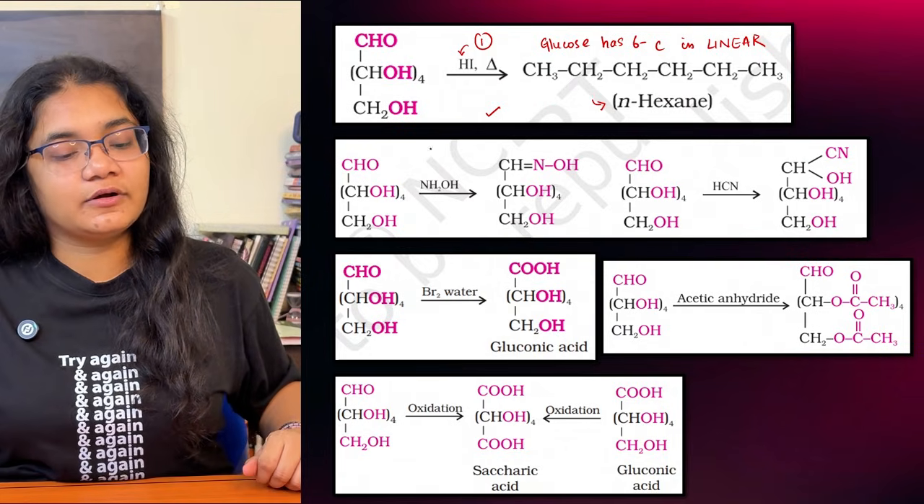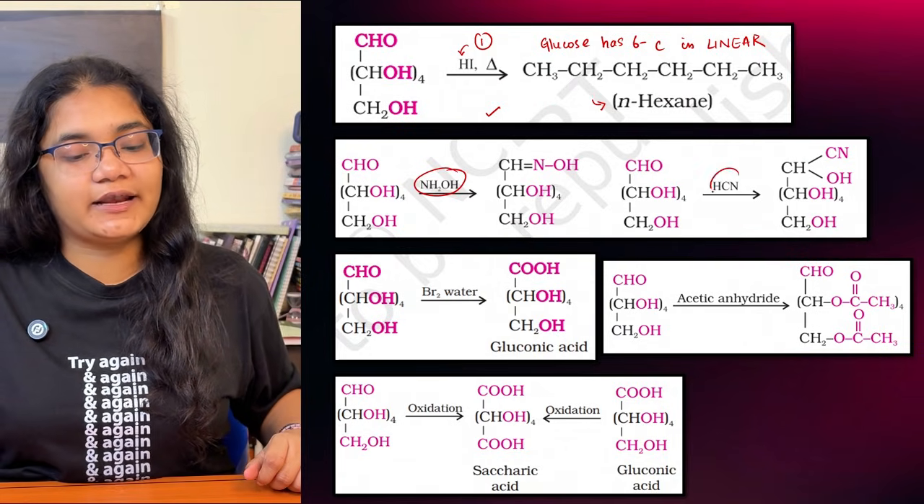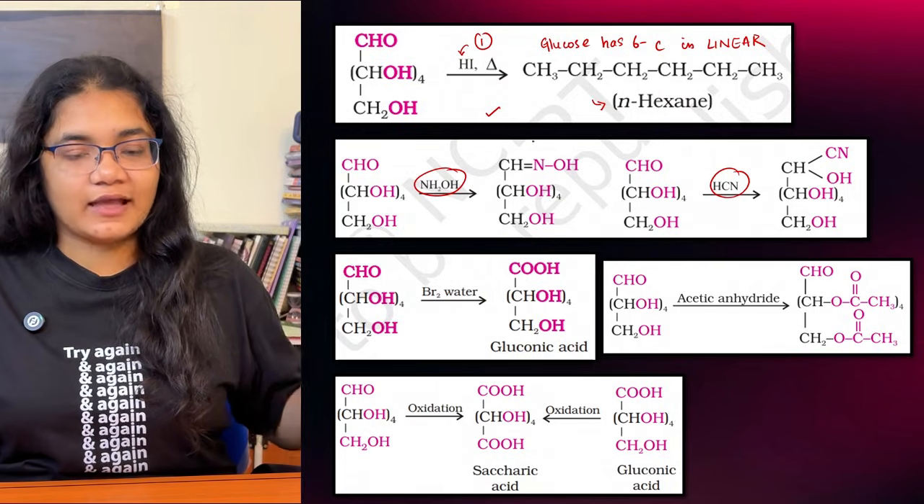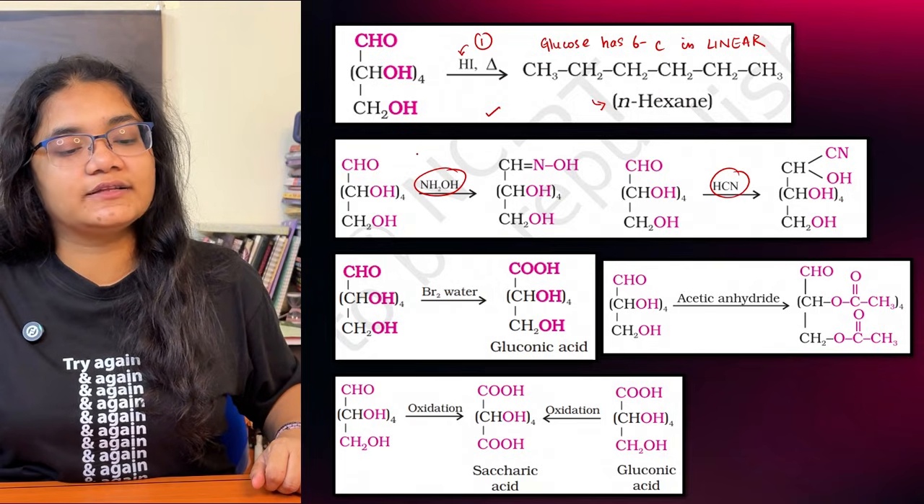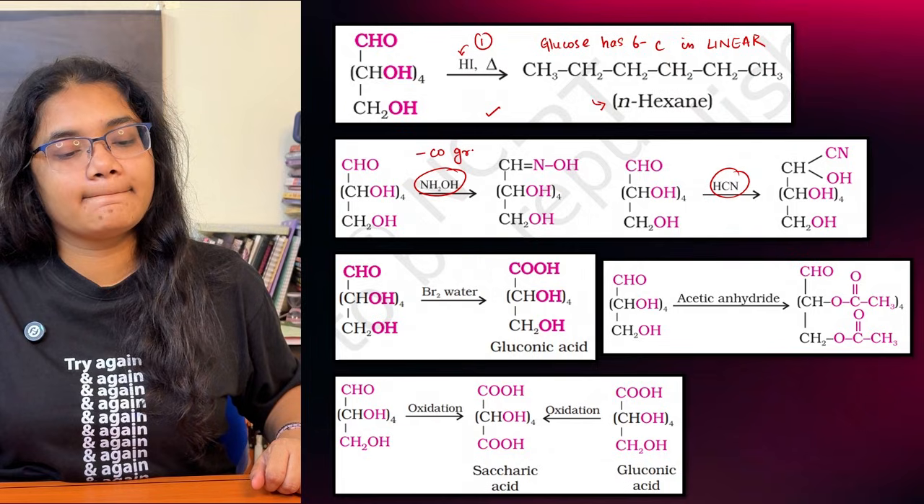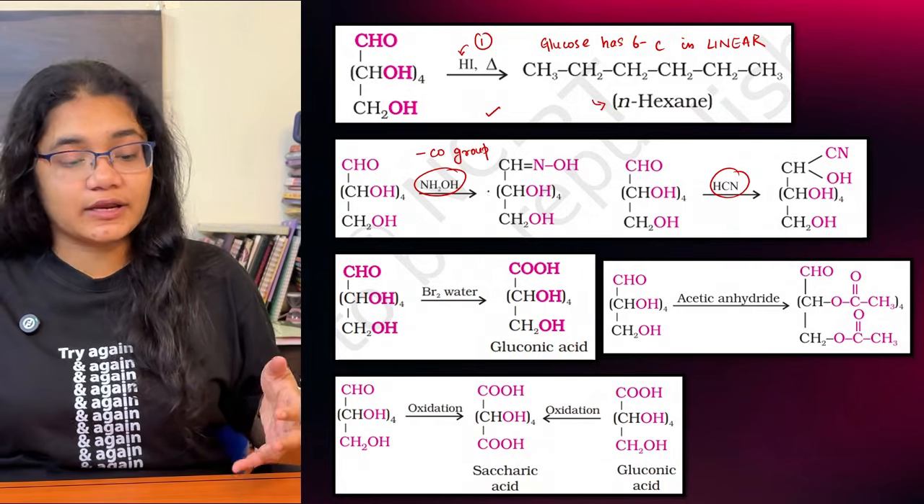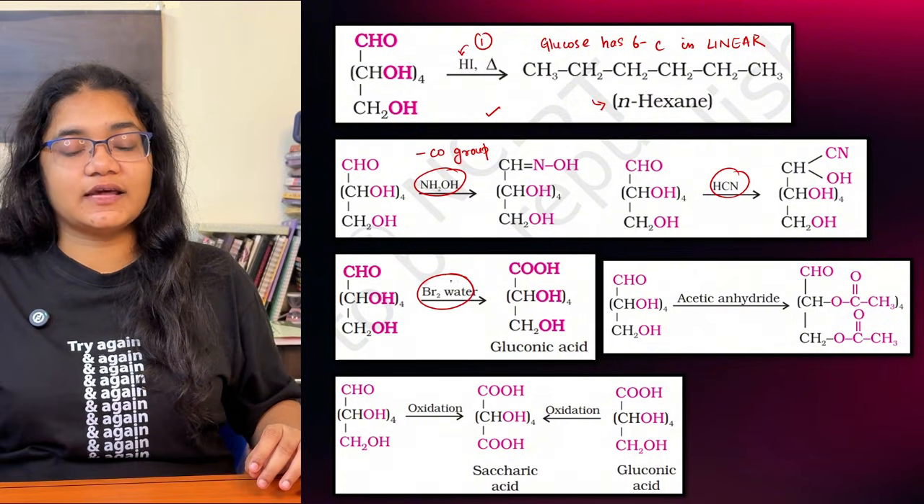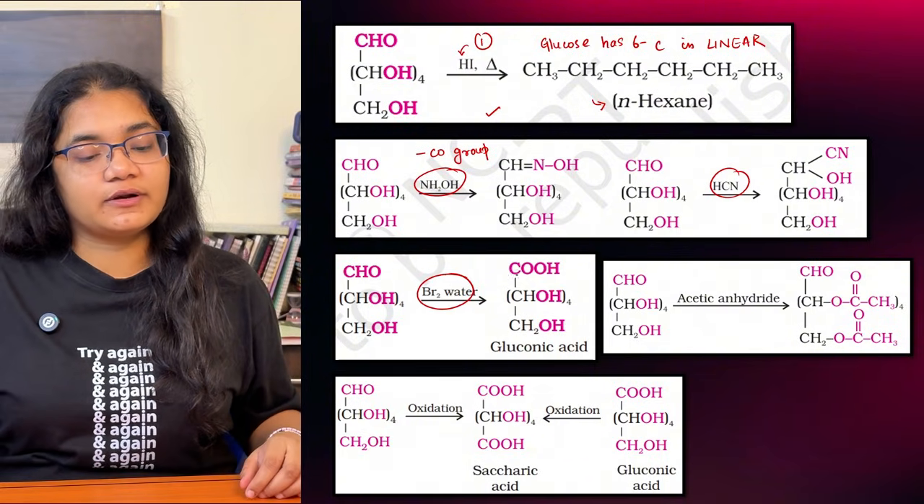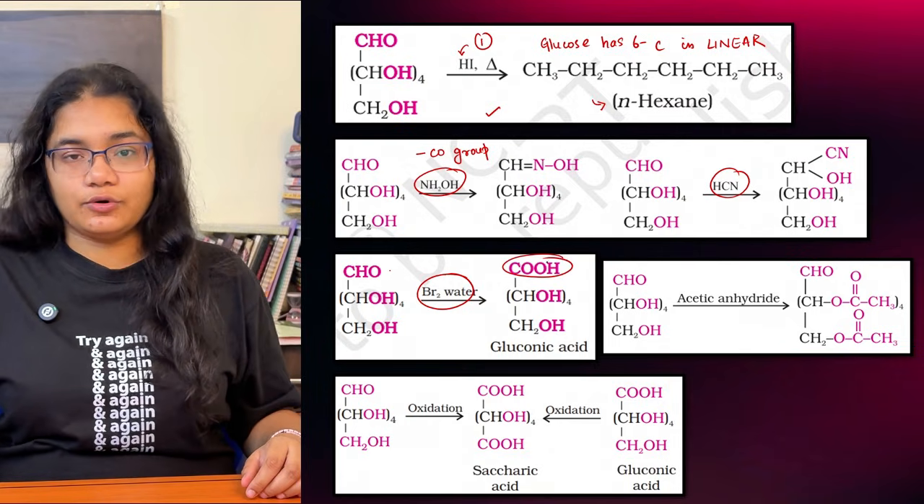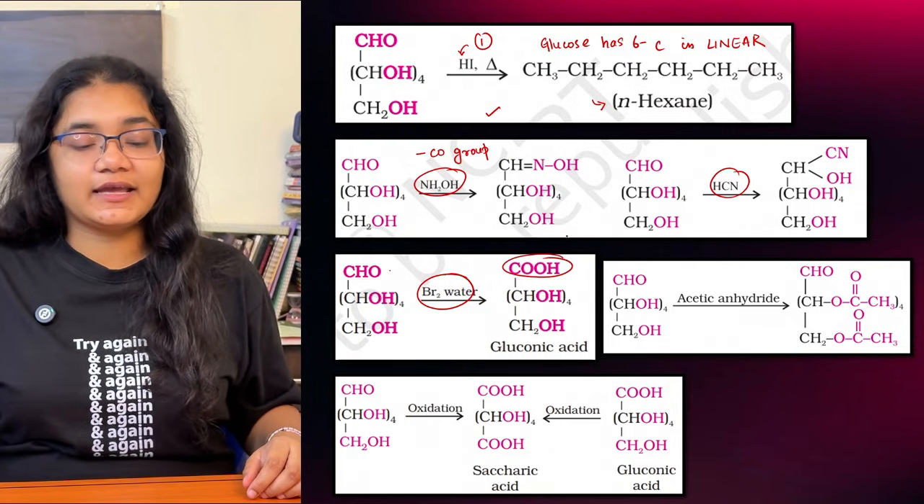Next reaction is with NH2OH and HCN. Here the reaction shows that glucose contains a carbonyl group. Now to confirm whether it is an aldehyde or a ketone, reaction with bromine water is done, and when the reaction with bromine water is done, you will see that the CHO group is converted to a COOH group.